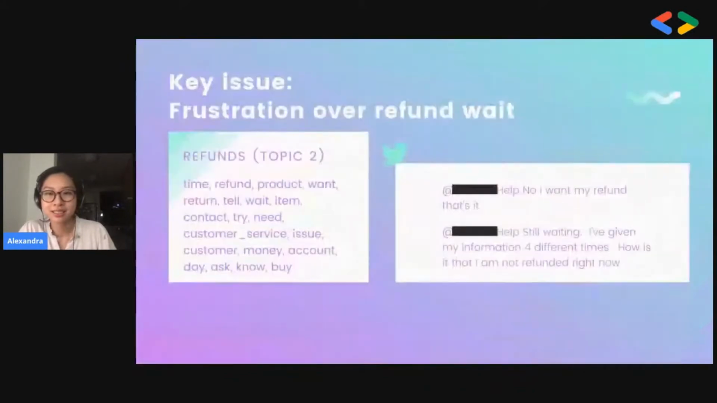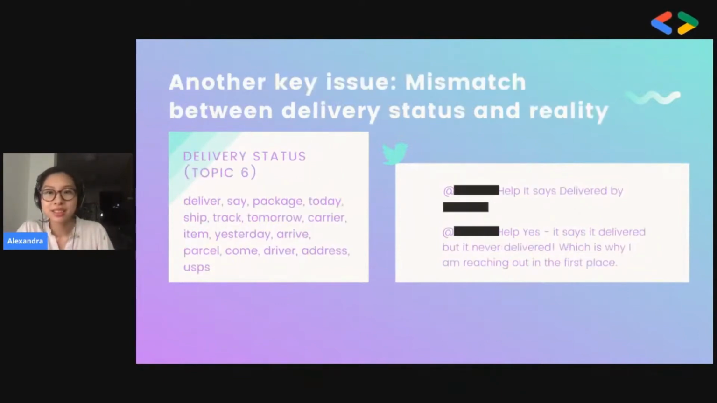So what we can see is that one of the key topics is on refunds, and this is often in relation to complaints about waiting for too long. So it's about under a third of tweets about that. And the top ranked terms, you can see words like time, refund, and product, for instance.